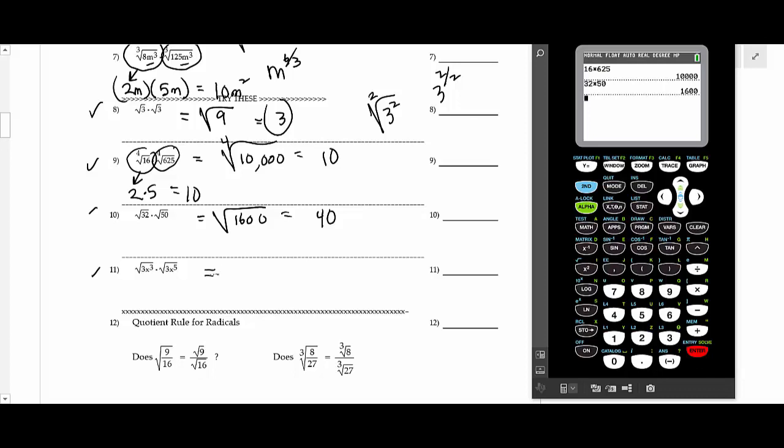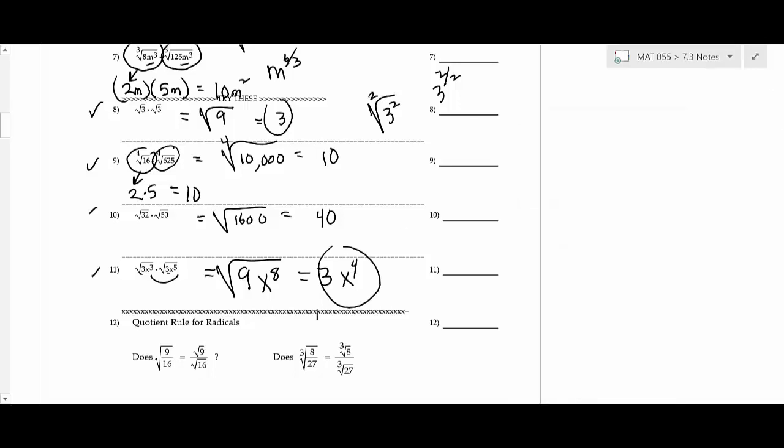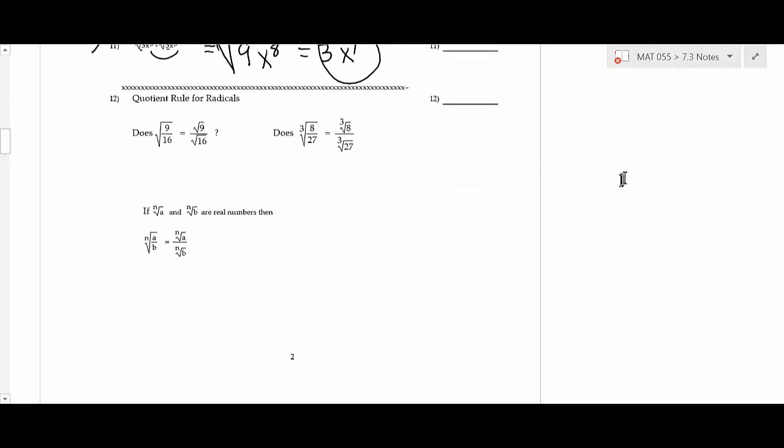Then the next one, if you put it in one radical, you'd have 3 times 3 is 9. X to the third times x to the fifth would be x to the eighth, right? So what's the answer? 3. The square root of 9 is 3. Half the exponent on that is x to the fourth. That's it. Problem done. That's how you do the product rule for radicals. Does that make sense to everybody? That's not too hard. This is not the hard part of the section.